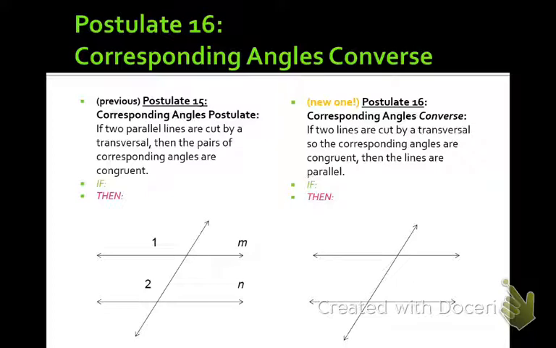Here's a picture of what we're talking about. With the original statement, our if would be M and N are parallel, and our then would be, therefore we know 1 and 2 are congruent. The converse of CA, corresponding angles, the if is 1 and 2 are congruent, and the then is, we show the lines are parallel.